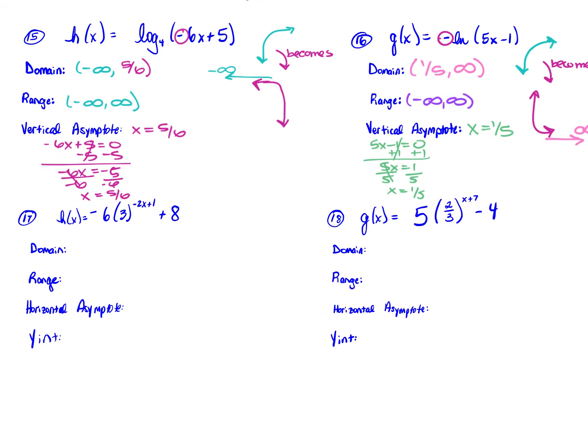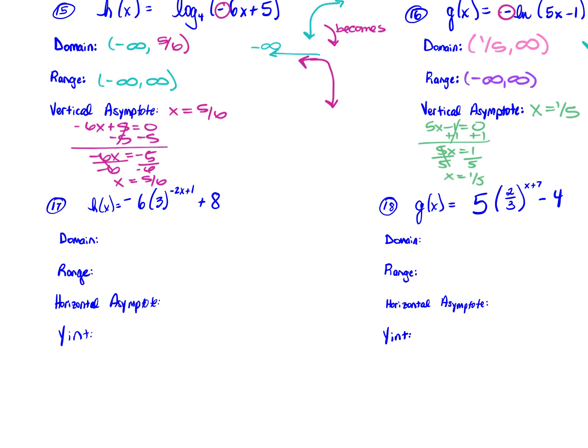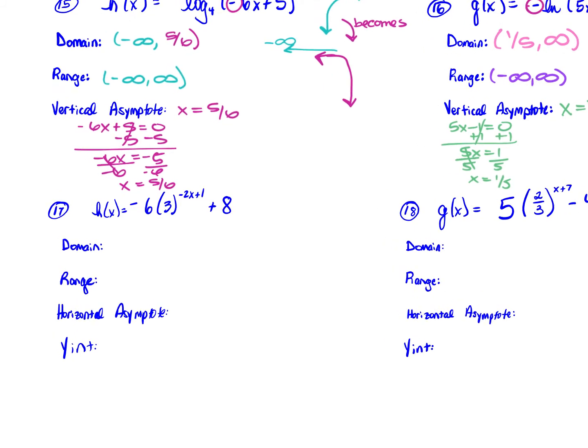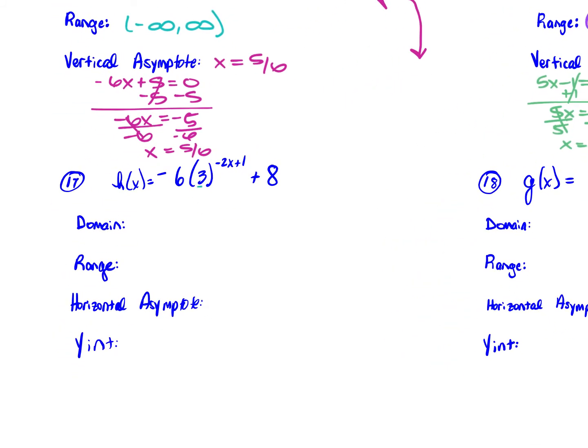For number 17, you have h of x is equal to -6 times 3 to the power of -2x plus 1 plus 8. For this one, that 3 is greater than 1. So it's going to look similar to this. You have a negative there, though, in front of the 6. So it reflects vertically across the x-axis. So it's going to turn into that pink one. Automatically, your domain, negative infinity to positive infinity.